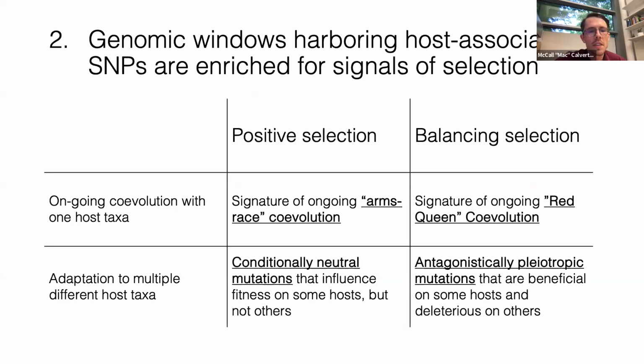And so I just want to revisit this table that I showed you before. And the results that we find, this sort of equal frequency of positive and balancing selection, suggests that each of these are really equally likely. And it really will require some future manipulative studies and maybe some deeper sampling in order to determine how much of these signals that we're seeing are due to actual coevolution between this generalist parasite and its different host taxa, or maybe unidirectional adaptation to different suites of host taxa.